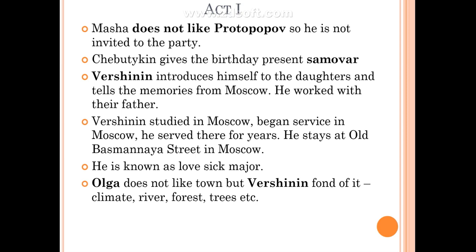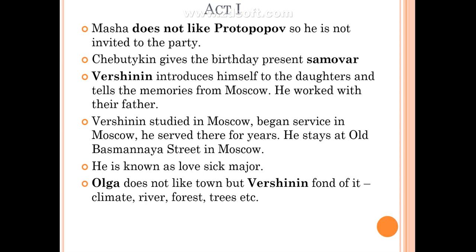So Olga does not like this provincial town. Why? Because it is so cold and there are so many mosquitoes. But Vorshinin is fond of this place. See now, here is the contradiction we can understand. Olga and Vorshinin both spent many years in Moscow, and they both shifted to this provincial town.